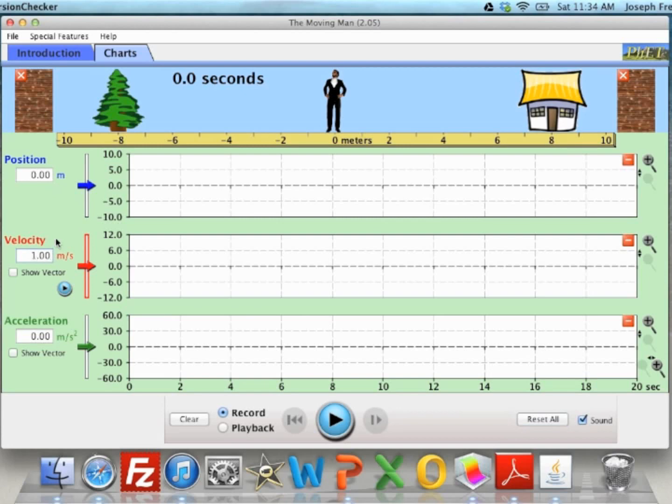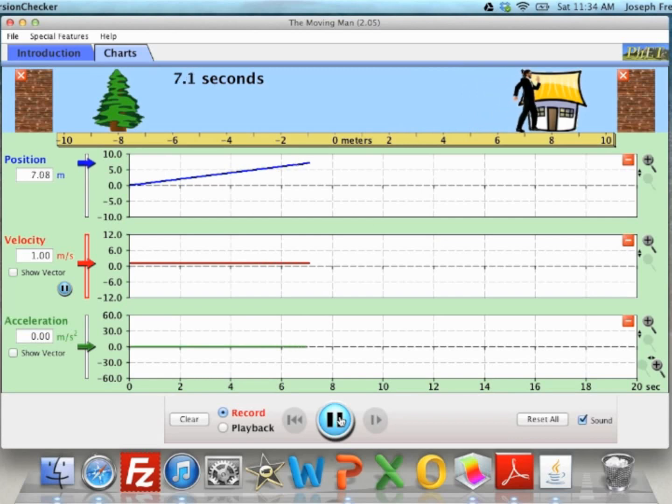And it's going to be in the positive direction. And now watch what happens when I play. Look at the graphs. Well, they're as you would expect. What we have here, the position time graph, has a slope. It's a straight line, and obviously the slope of this line is going to be 1 meter per second.